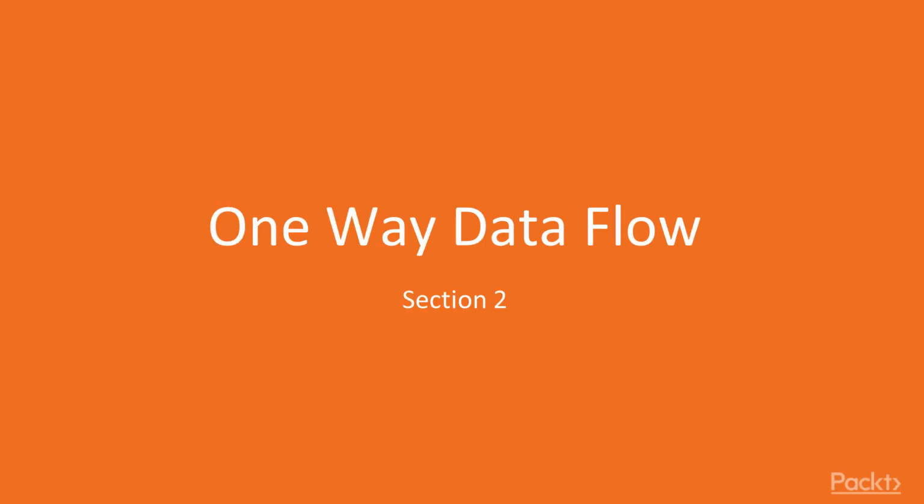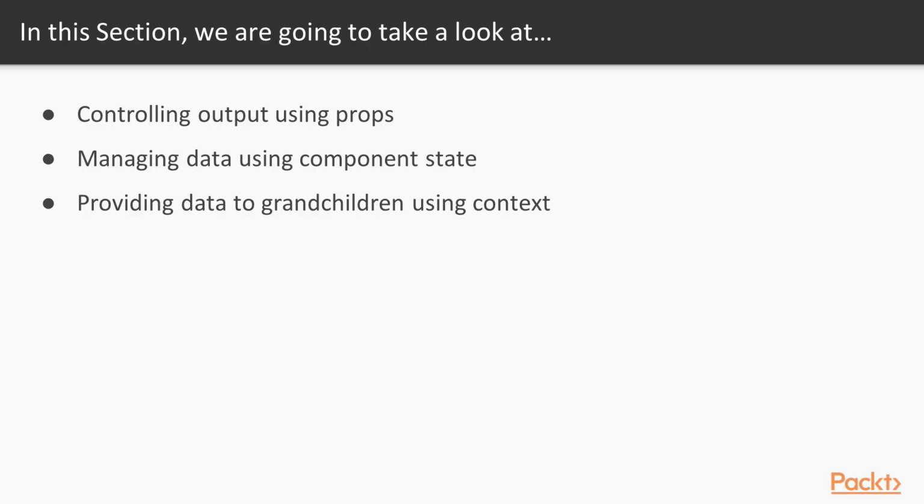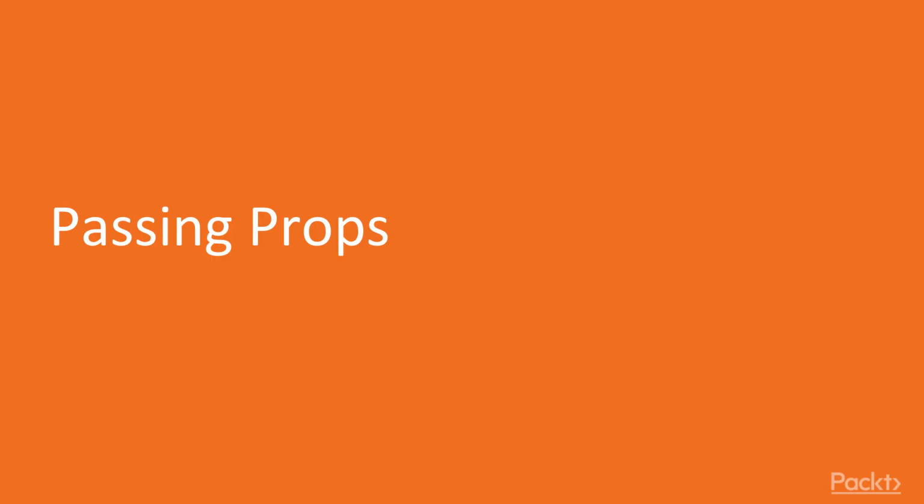Hello and welcome to One-Way Data Flow. In this section, we'll be discussing how data flows in a React application and how to manage it. We'll start by learning how props are passed into components to control their output. We'll then see how to use React component state in order to manage data that changes as a result of user interactions or other events. Then we'll talk about using context to provide data to components deeper in the hierarchy without passing it down directly.